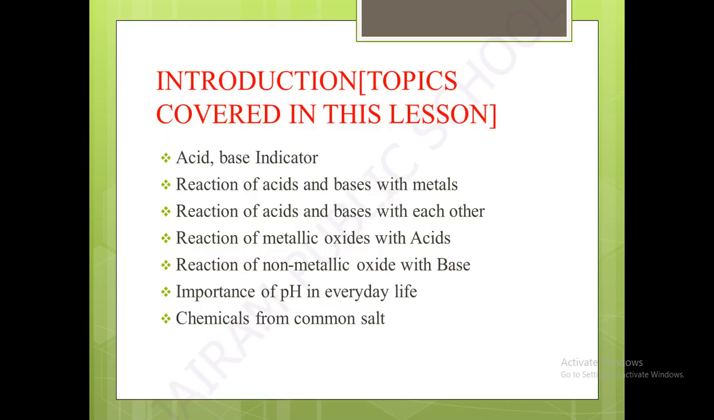So here in this lesson we are going to cover topics, that is acid, base and what is meant by indicators. In these indicators we are going to see about a new indicator called olfactory indicators, and some reactions between acids and bases with the metals and with each other, and reactions of metallic oxides with acids and reactions of non-metallic oxides with base, and what is meant by the term pH and what are the importance of pH in everyday life, and chemicals that are prepared from common salt. So these are the general topics covered in this lesson.